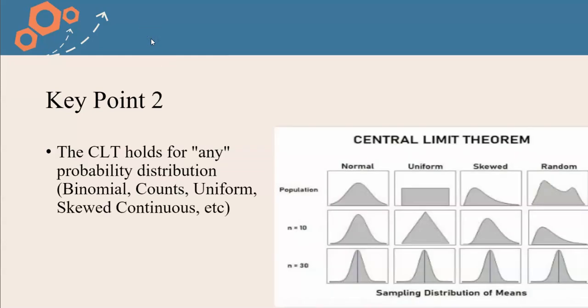And key point number 2: the CLT holds for, quote, any probability distribution. That means you can start out with almost an arbitrary probability distribution, whether it's binomial, counts, uniform, or any skewed continuous distribution, etc. The end result is that the sample mean will eventually converge to a normal distribution when the sample size gets large. So this is really, really powerful.